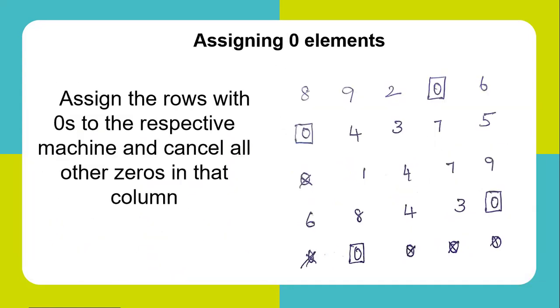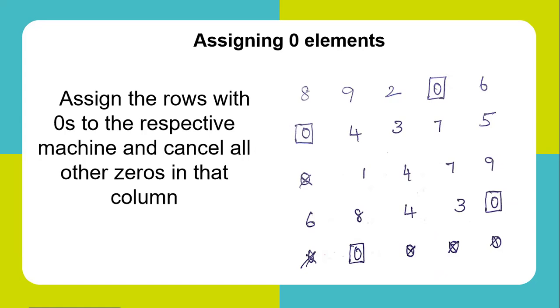So after proceeding with the row reduction and the column reduction, we try to assign the jobs to the machines. The first row has a 0. Assignment is usually done with the zeros. So wherever we find a 0, that particular job is assigned to that particular machine. Here we have 0 in the first row, in the fourth column. So that job is assigned to the machine in the fourth column.